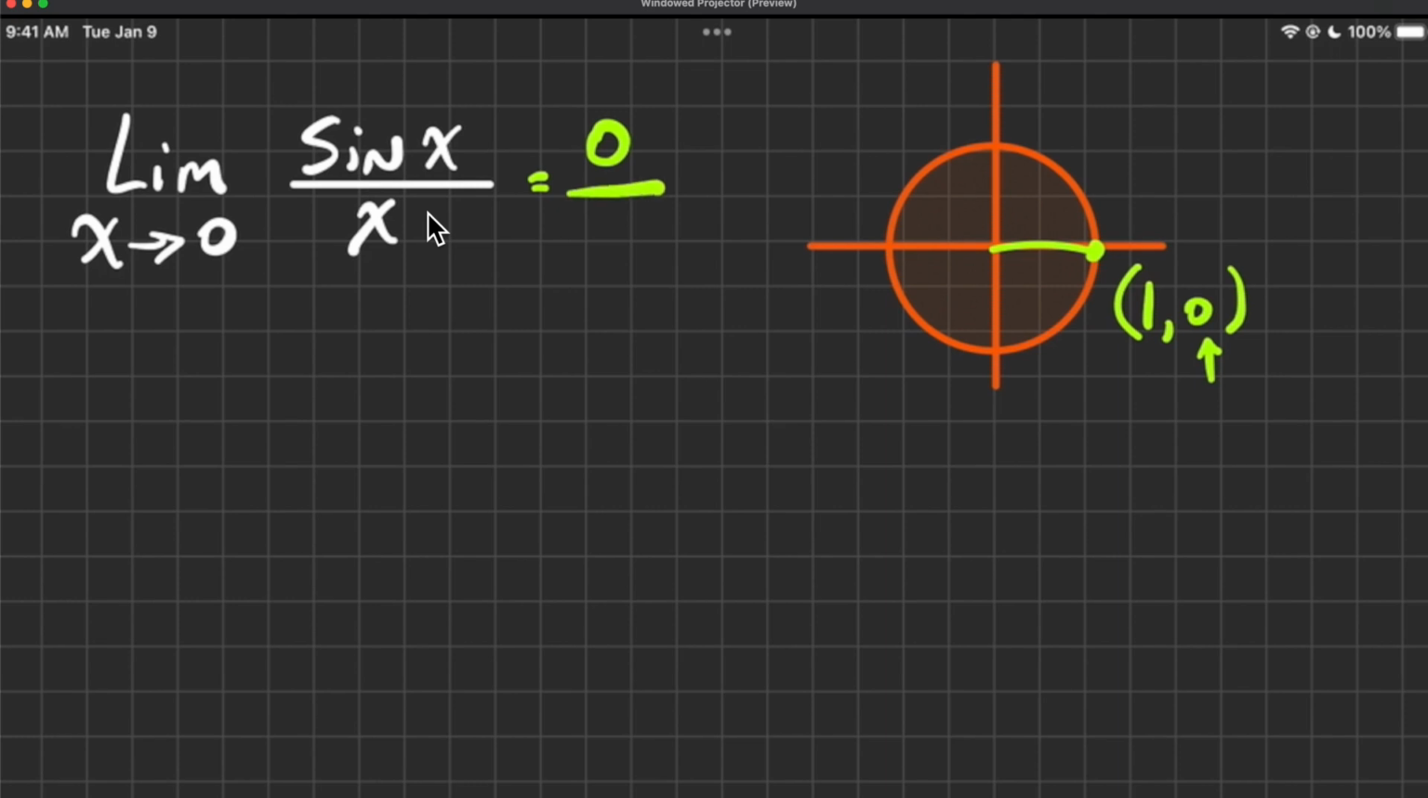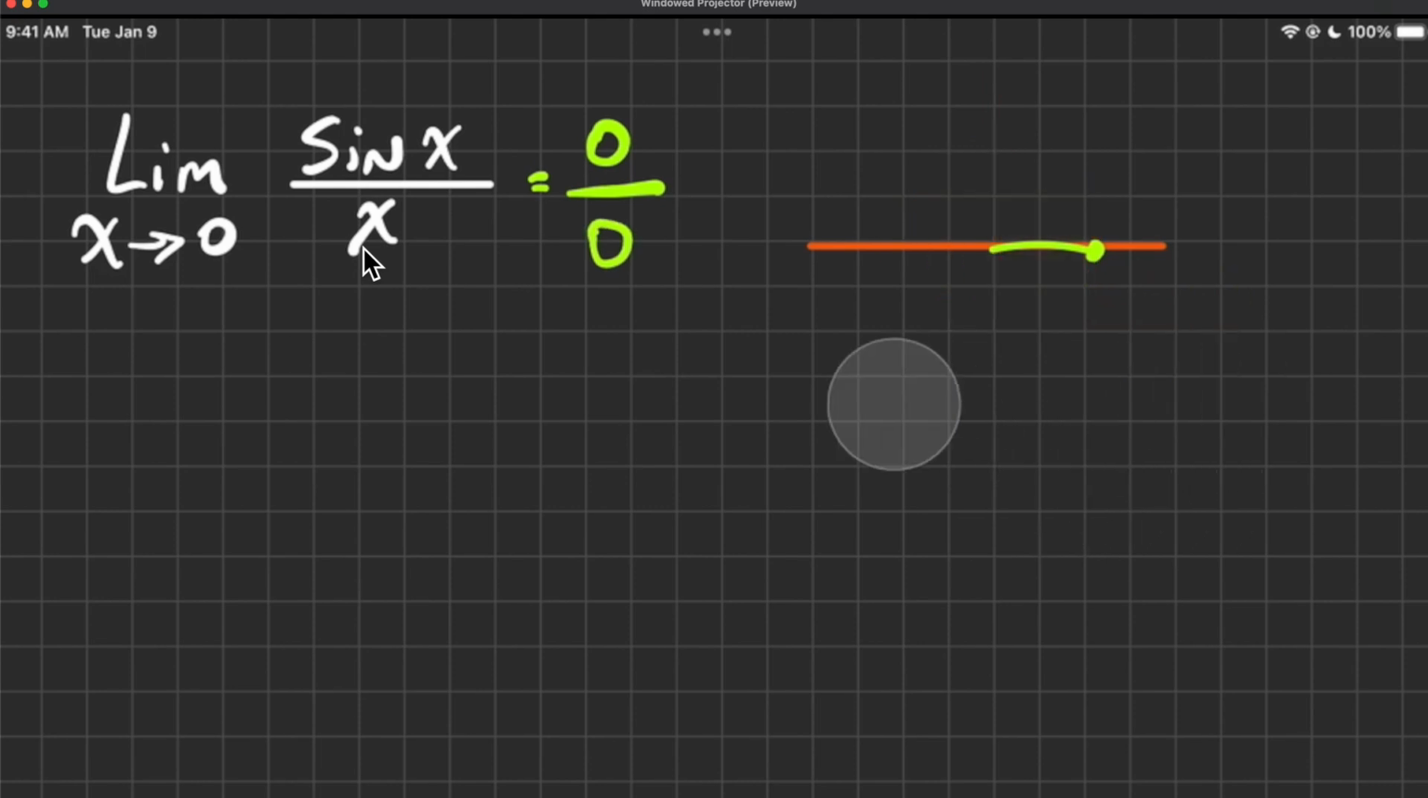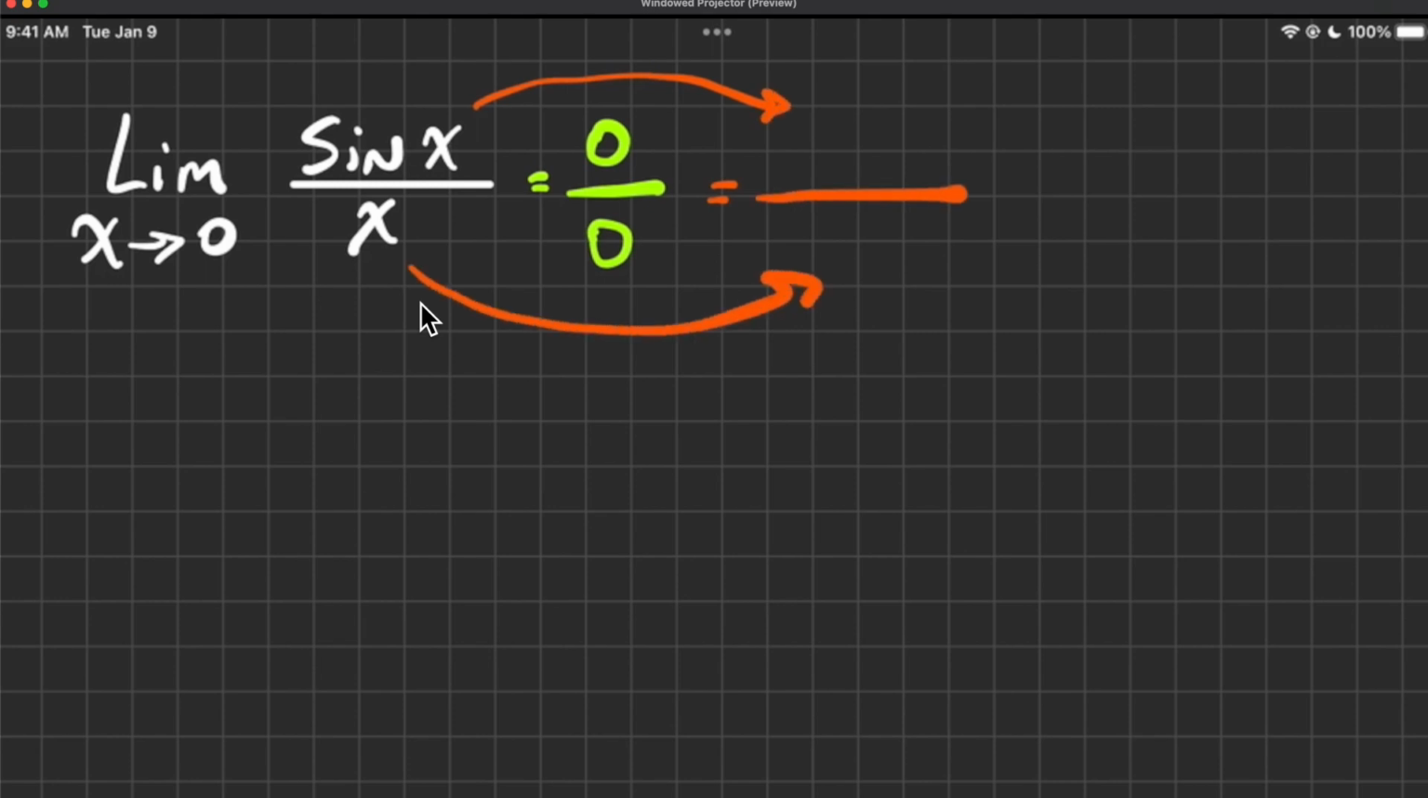For the denominator, it's a little simpler. We just plug 0 in for x, and we get 0 over 0. And indeed, that is one of the forms that is amenable to using L'Hopital's rule. This is L'Hopital's friendly. So we're going to go right ahead and take the derivative of this and the derivative of that. We are not going to do the quotient rule. We're going to carry this expression, the limit as x goes to 0. We keep this until there's no x present.